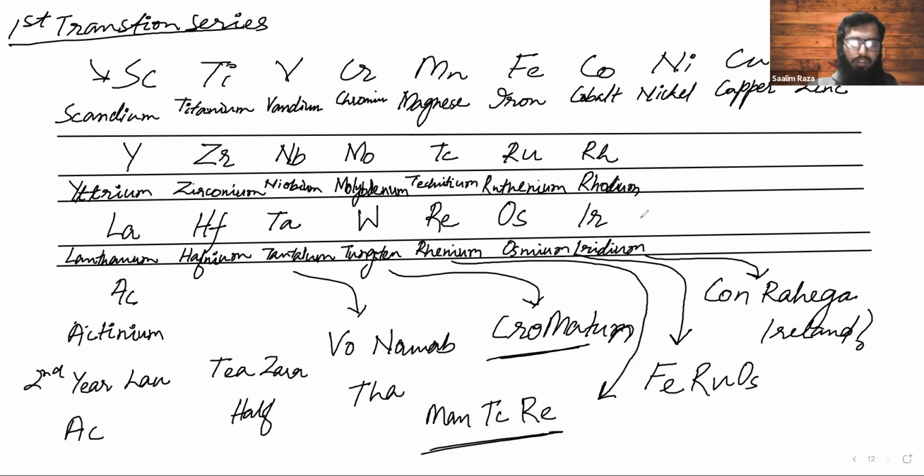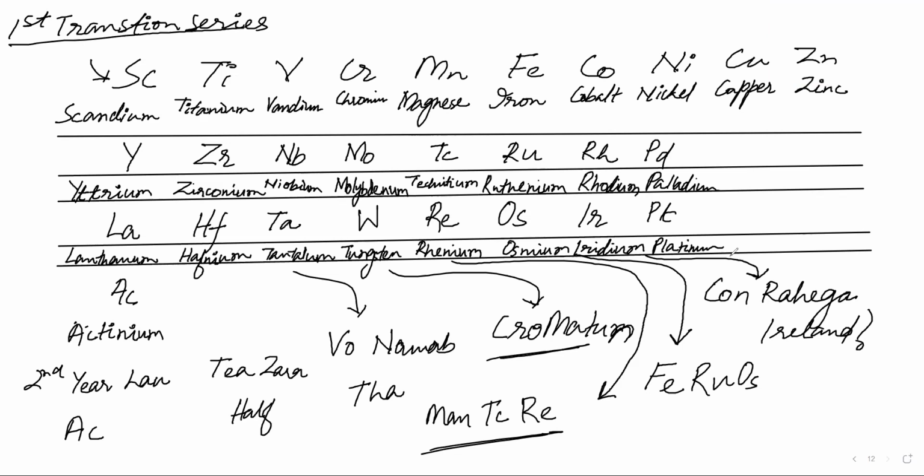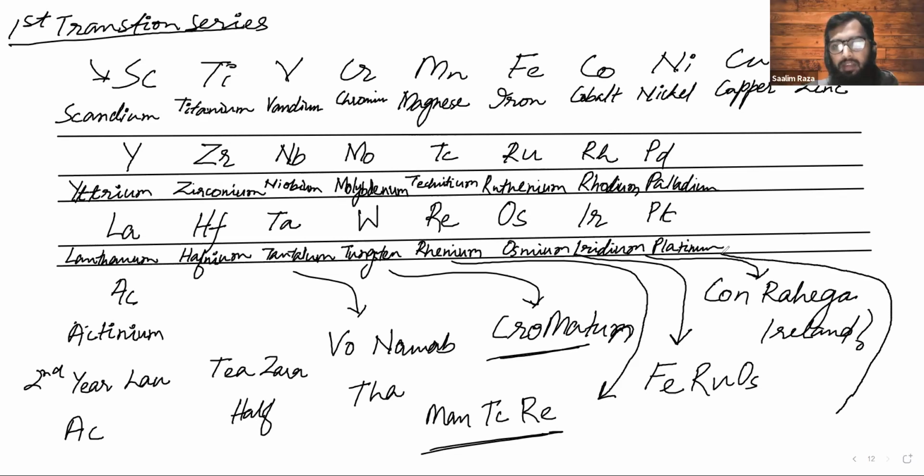Just a bit of revision here. Now, what is the atomic symbol for palladium? It is Pd. Palladium is Pd. And then we will have Pt. Pt is platinum. So how will you remember this? I'm writing it here.